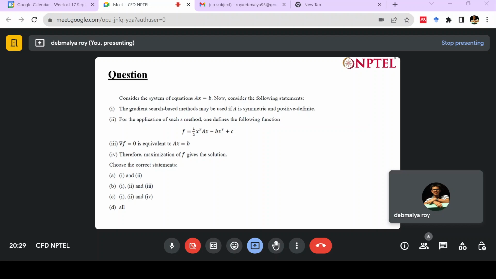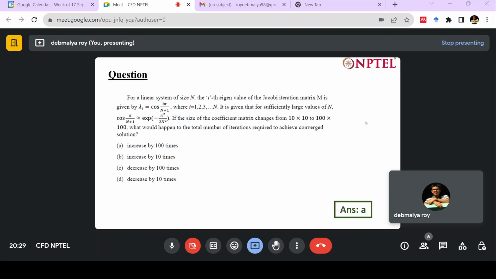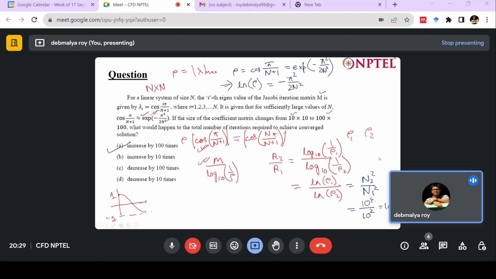In the previous question, why are we taking the increase as 100? Why are we taking increasing by 100 times, sir? Where is your doubt exactly? I'm not able to understand.